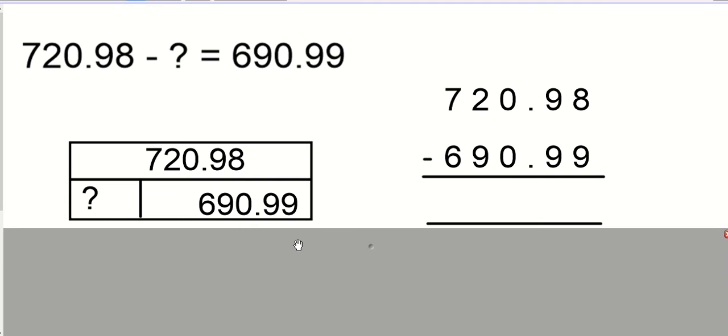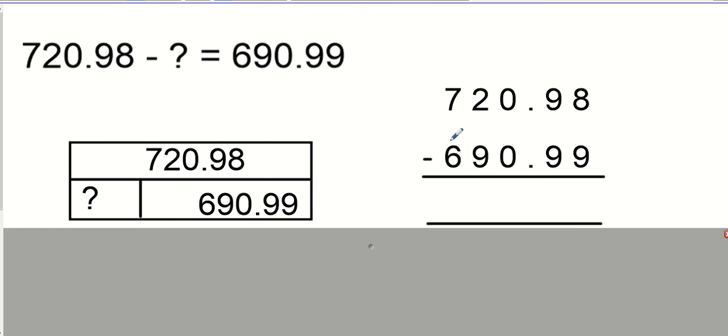So if we're looking at this, this is our bar model to represent what we know. We've got a number, subtract another number, leaves us with 690.99. So I know that this is the biggest number, because I'm taking something away from it and then I'm left with that part there. Now these two numbers are not that far away. We'll look at that in a moment. My question mark is over here.